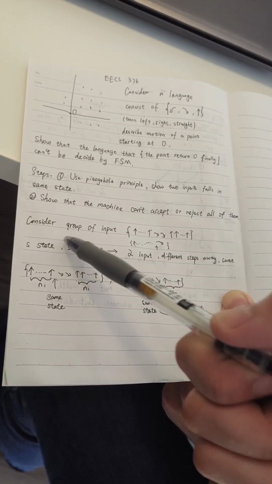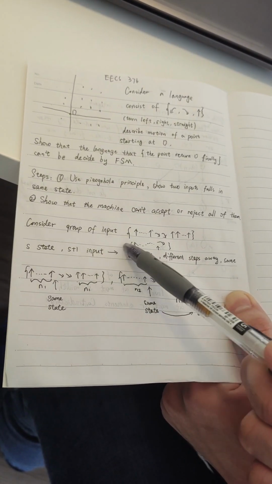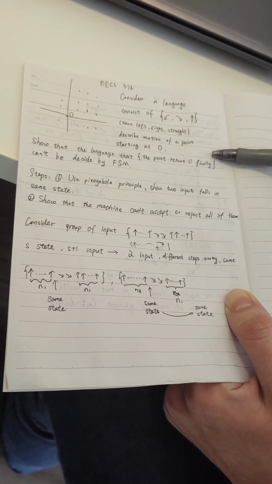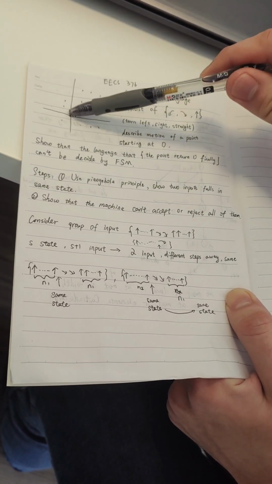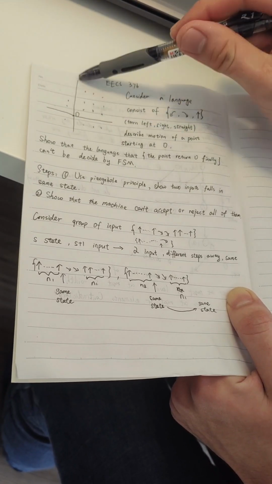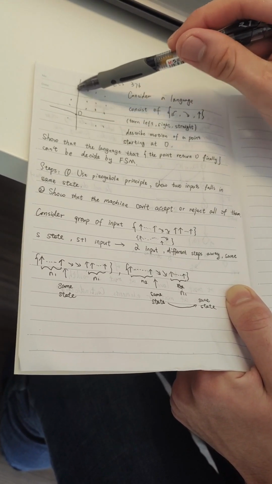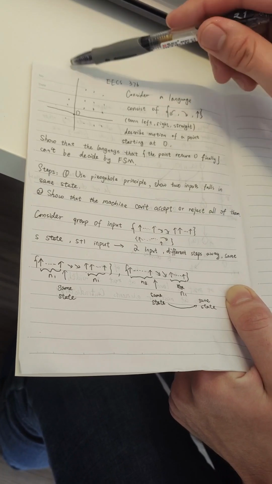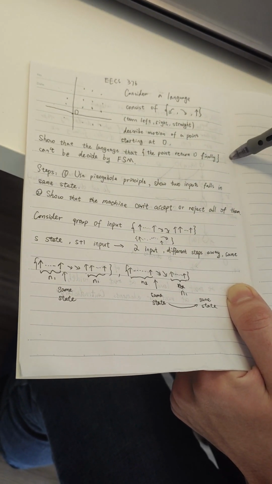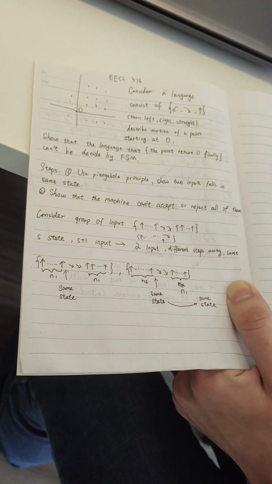So now we'll consider a simple group of inputs, because we don't want to prove something too complex. We only consider the motion of the point on the y-axis, where it first goes straight for n steps, and then turns right, that is turning 180 degrees, and goes back.